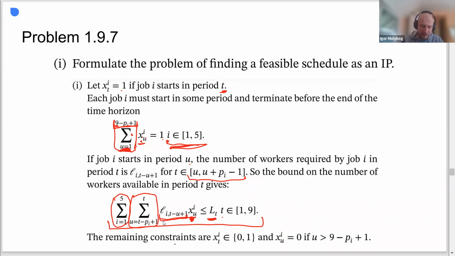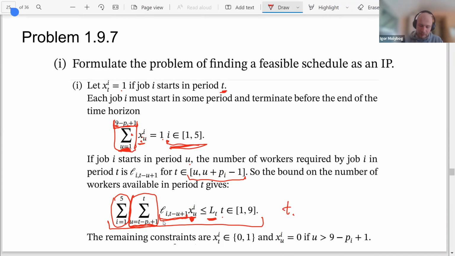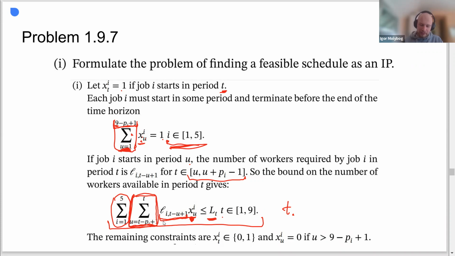So basically, this is all of the time periods that have when a job could have been started. So if we put ourselves in a time period T, this summation here expresses all of the jobs that could have started, so that they are still being executed in the period T. This is what this expression expresses.